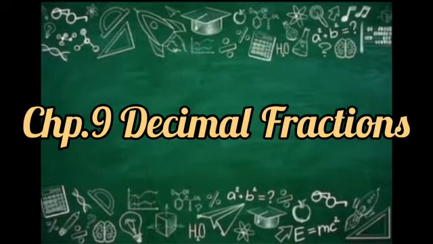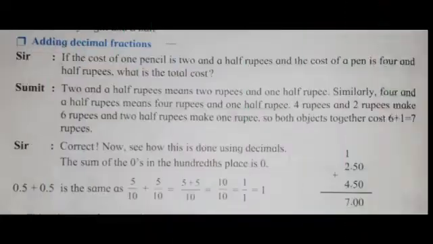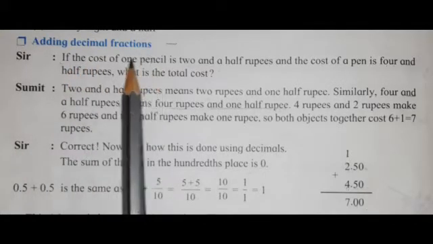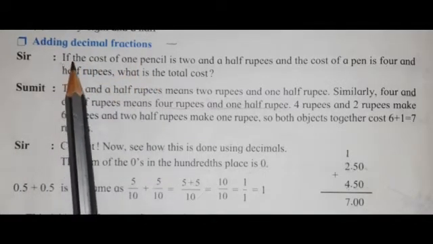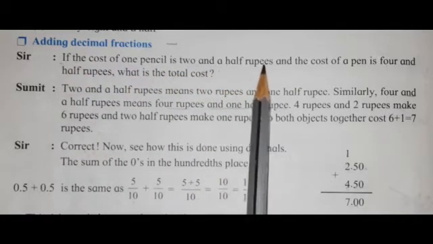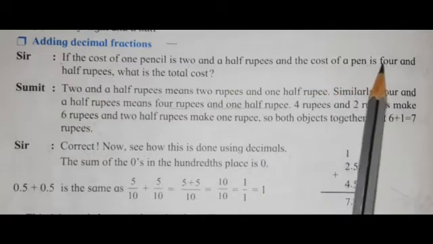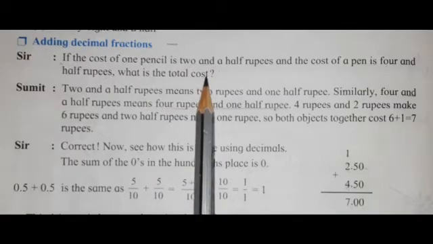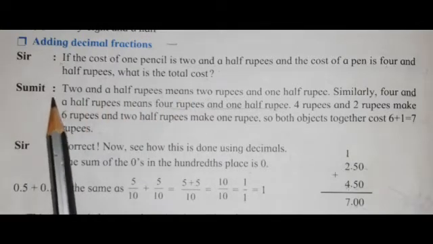Chapter 9 Decimal Fractions. From page number 56 of your maths textbook, we will learn adding decimal fractions. See here, adding decimal fractions. See the first question. If the cost of one pencil is 2.5 rupees and the cost of a pen is 4.5 rupees, what is the total cost? How do we find out the total cost of pencil and pen? For this, see the solution.